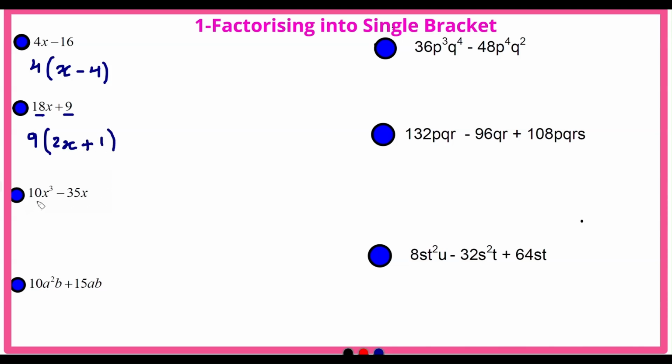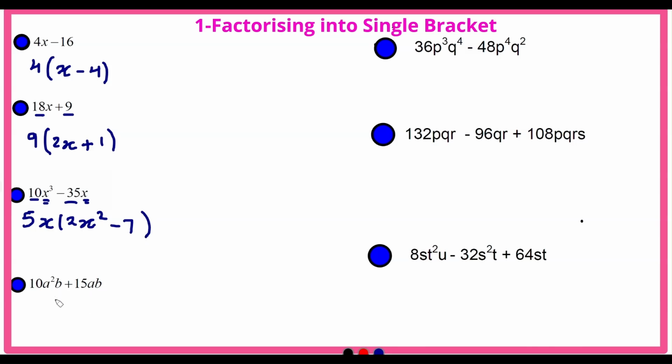The highest common factor here between 10 and 35 is 5. Take it out. But also, if you look here, there is x cubed and x. So you have to take an x as a common factor, but which one? You take the one with the lowest power, which is x in this case. Then 10x cubed divided by 5x is just 2x squared. Minus 35 divided by 5 is minus 7. x divided by x is cancelled.